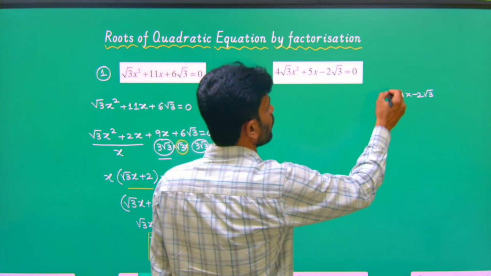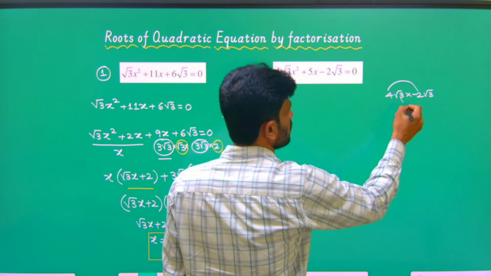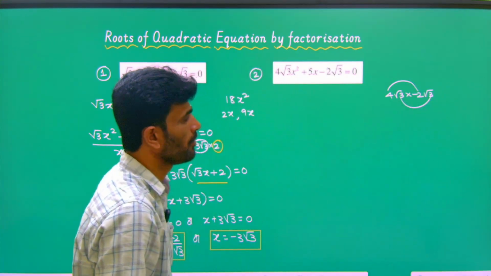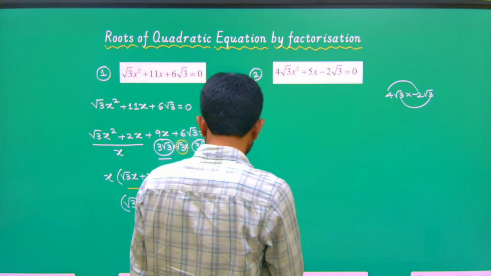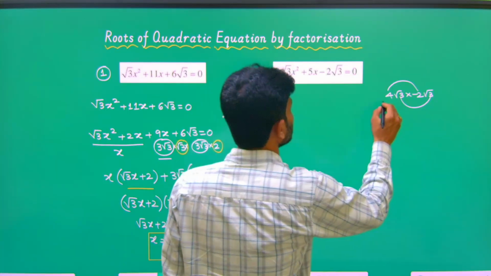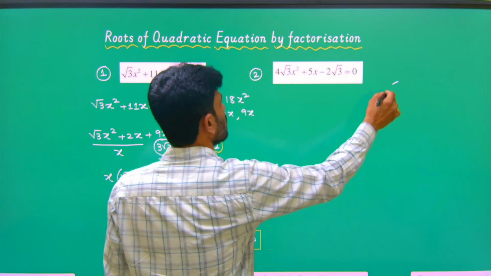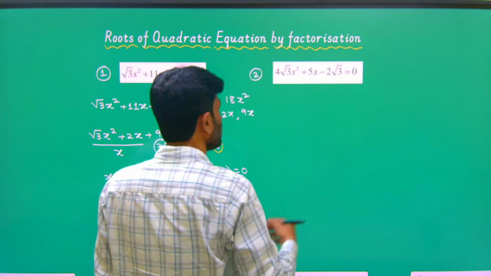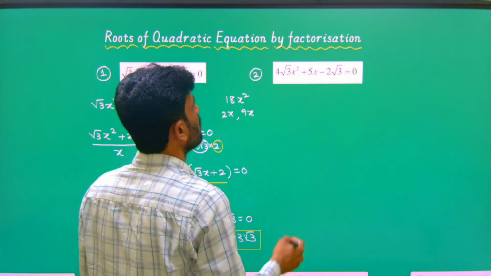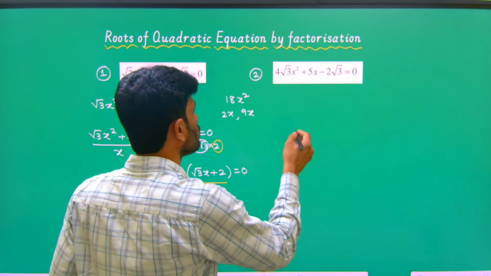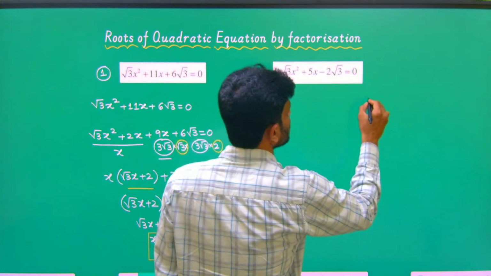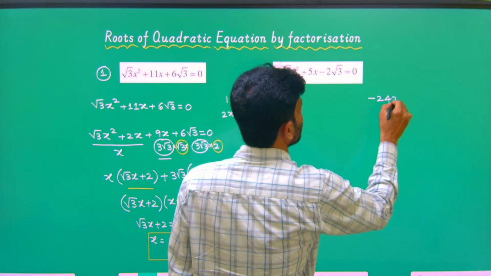Then what happens? 4 into 2, minus 8. Root 3 into root 3, 3. Minus 8 into 3, minus 24. So we get the result minus 24 x square. 3 into 2, 6. 6 into 4, 24. So minus 24 x square we have to do.